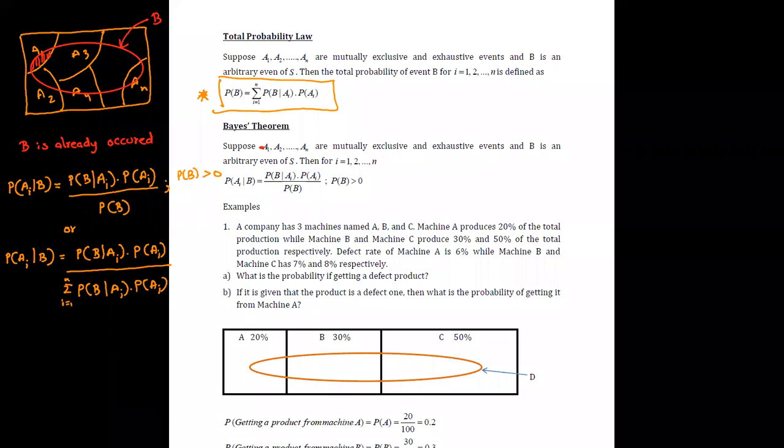Now we will discuss an example based on this total probability law and Bayes theorem, how to apply these two concepts if it is given in a problem. We'll discuss that matter as well.